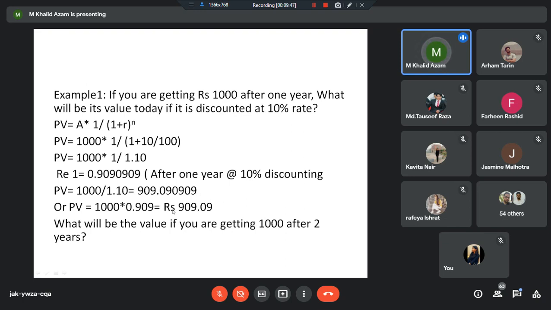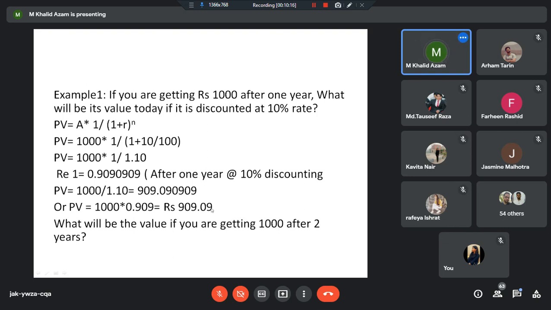How much is your loss in that case? You have got 1000, but it is only 909. So on 1000, at 10%, you have this loss, and this loss you will have to consider. That's why we say it is the discounting part. It is not compounding. In case of compounding, the value would increase by 10% after 1 year. But here it is discounting.